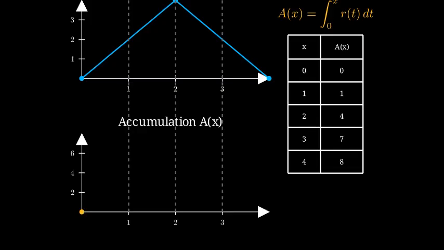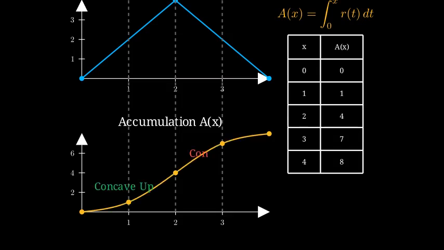At x equals 0, the area is 0. At x equals 1, the area is 1. At x equals 2, the area is 4. At x equals 3, the area is 7. At x equals 4, the area is 8. Now we connect the points to see the accumulation curve.